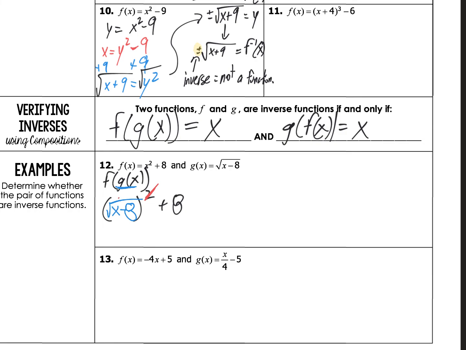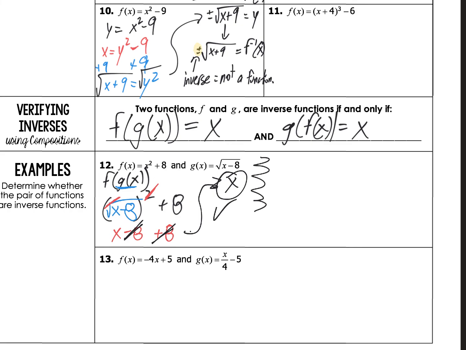That root and that squared are going to cancel each other out. So I've got x minus 8 with that plus 8 in the front. And you should pretty much have it from here. You're going, hey, these are going to cancel out, and I'm just left with x. So it looks good so far, but we're going to check both ways.